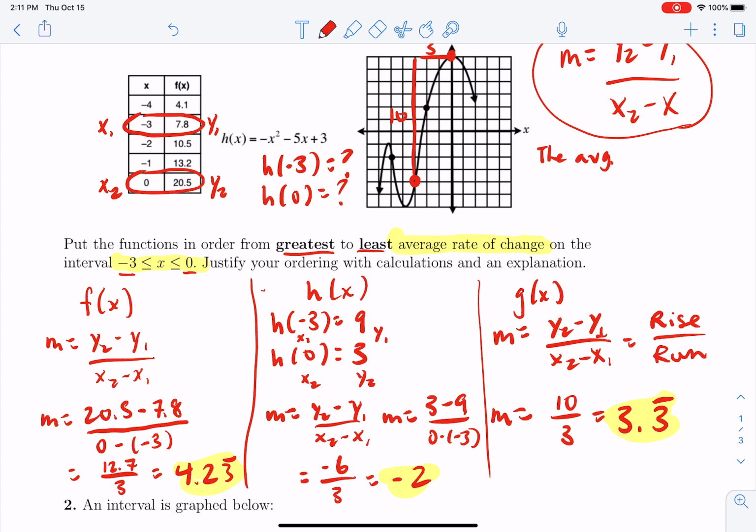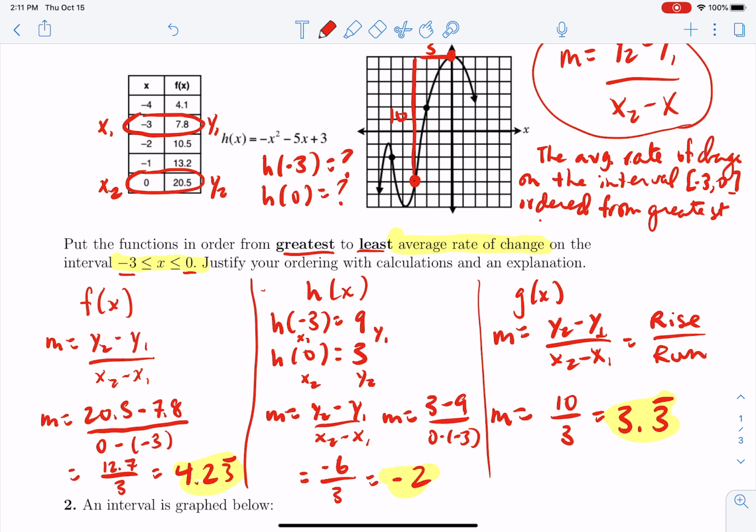So the average rate of change on the interval -3 to 0, ordered from greatest to least, is f of x, then g of x, then h of x.